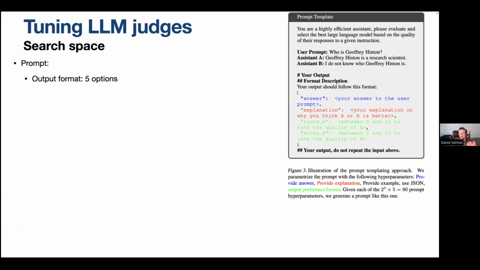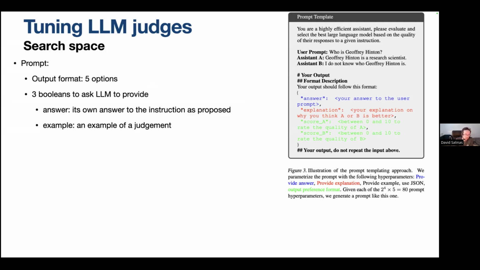We have different output formats, for instance, how the judge should give its preference. Here it gives a number between 0 and 10 for the output of assistant A and B, but we could phrase it in different ways. We have several booleans, like whether the LLM as a judge provides answers. Some people think that asking the LLM as a judge to provide an answer provokes something like a chain of thought, and so it's going to be better, or an explanation. For all of those things we just have a boolean, whether we do it or not.